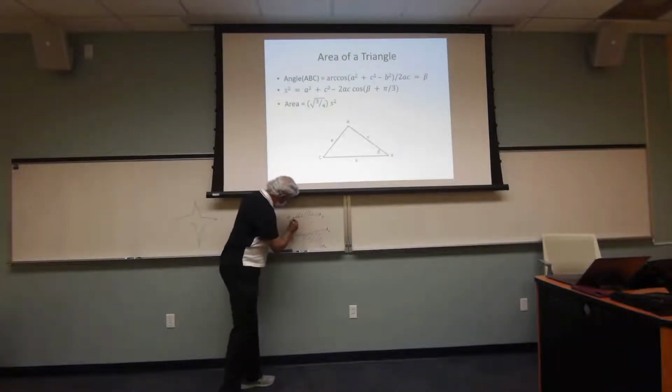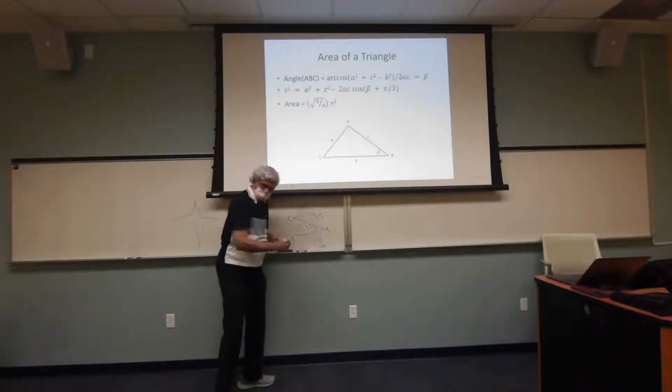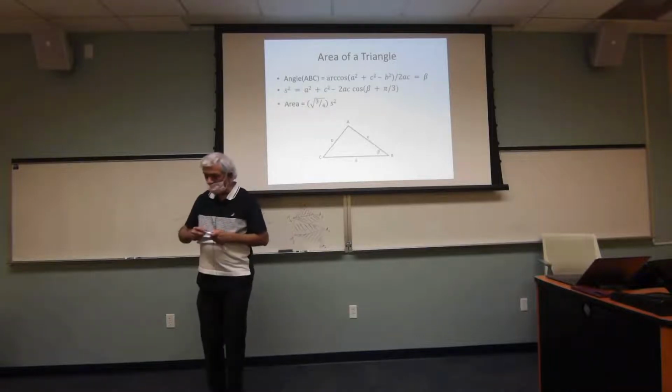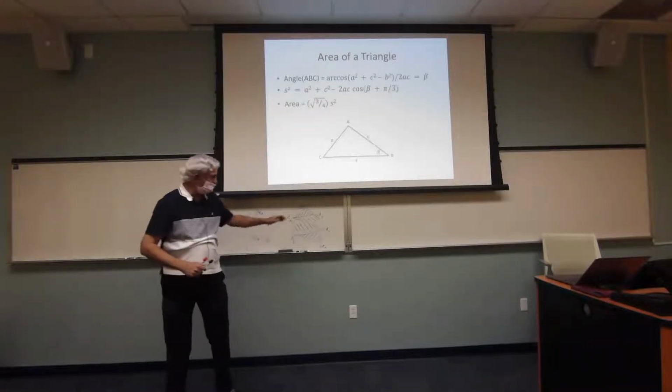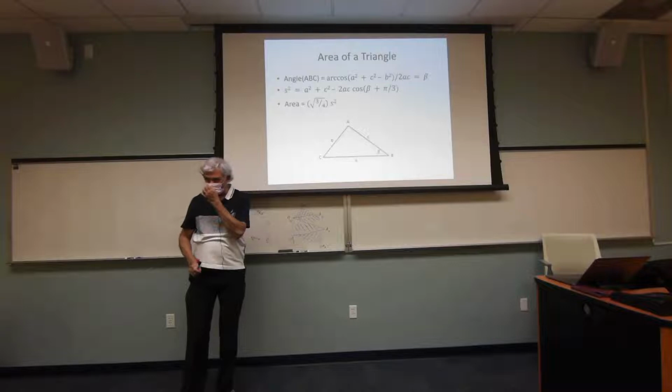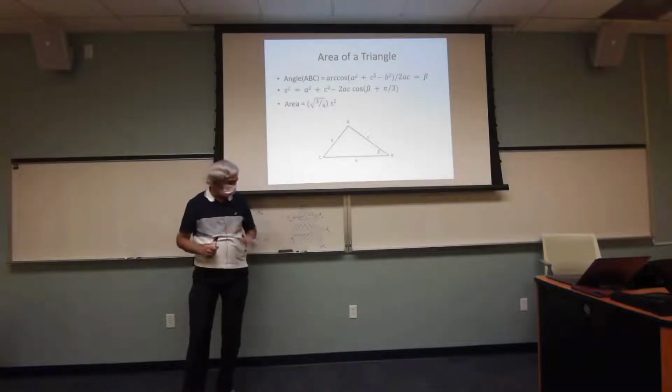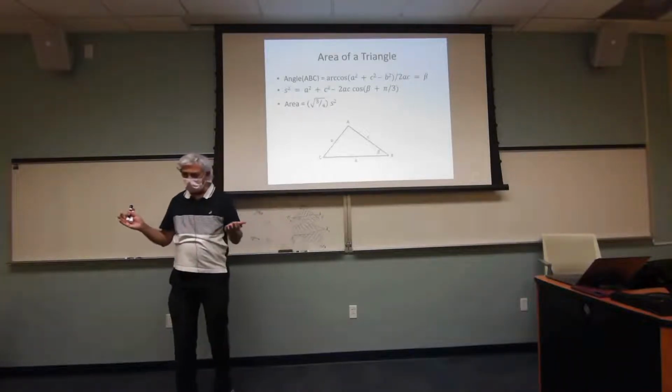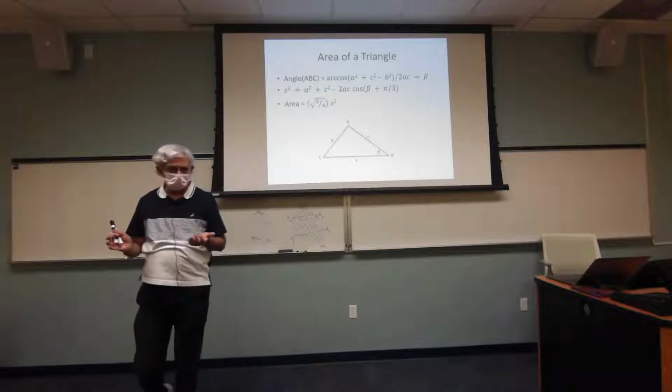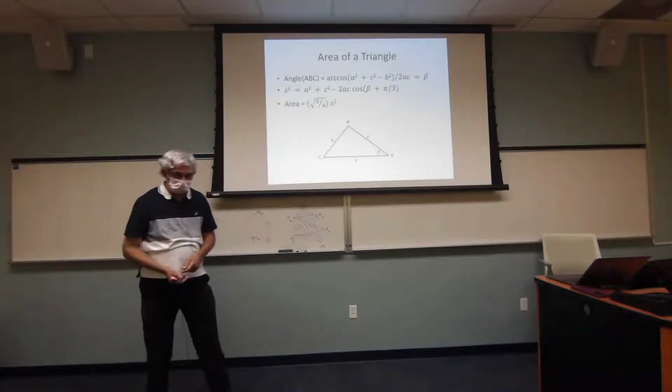Then I do that with the next one, takes care of that. Keep doing this until there's nothing left, and all I have to do is add up all the areas of these triangles, and I would have the area of the polygon.